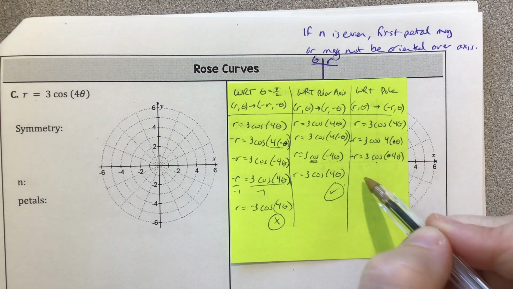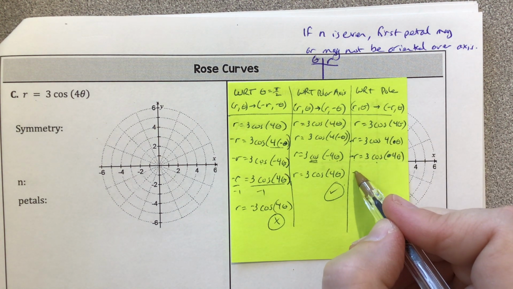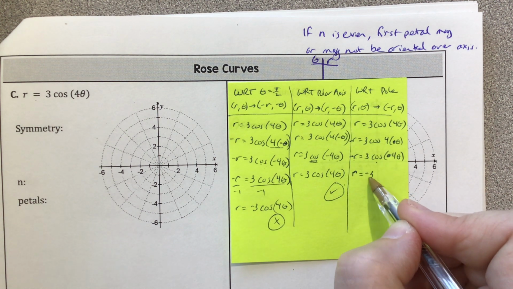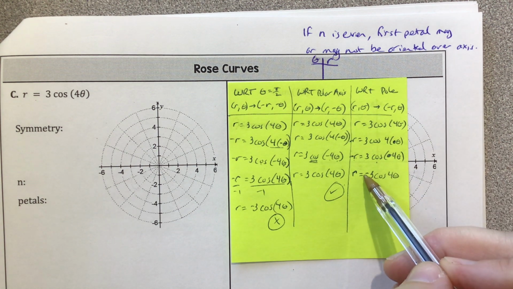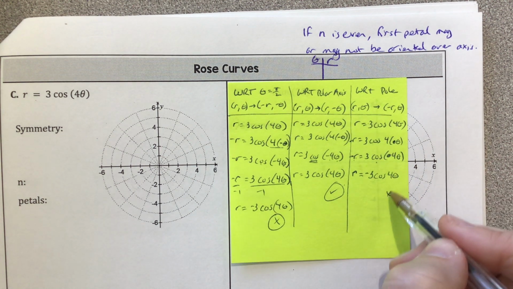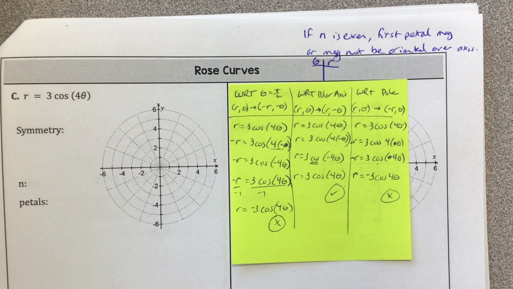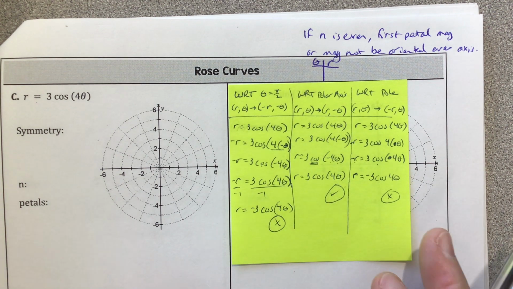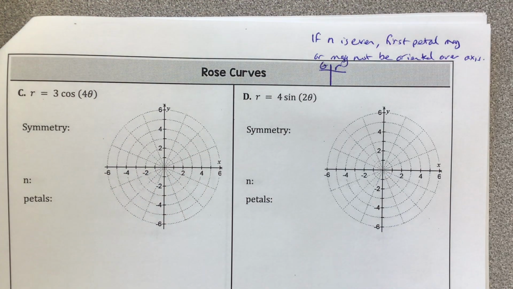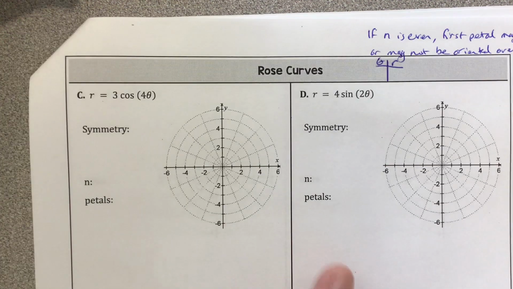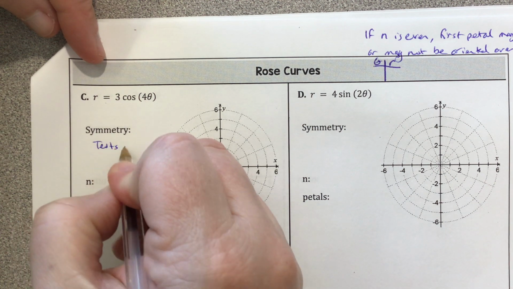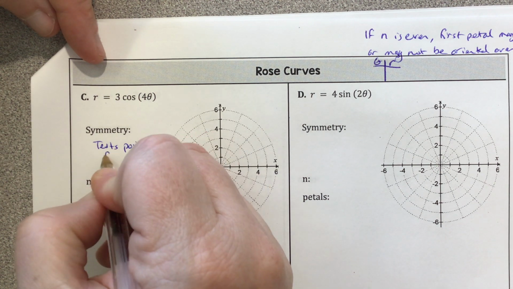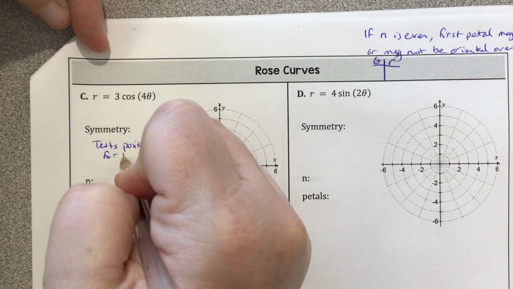So now if I want to compare this to the original, let's multiply or divide both sides by negative 1. So now negative r divided by negative 1 is positive r, equals negative 3 cosine of 4 theta. This does not look like the original, so it didn't pass the test. It may or may not have symmetry with respect to the pole. The only one I can count on is symmetry with respect to the polar axis. So by testing, symmetry tests positive for the polar axis.